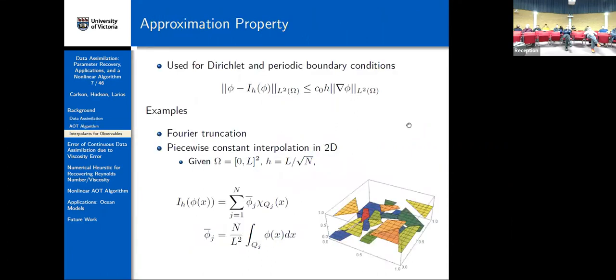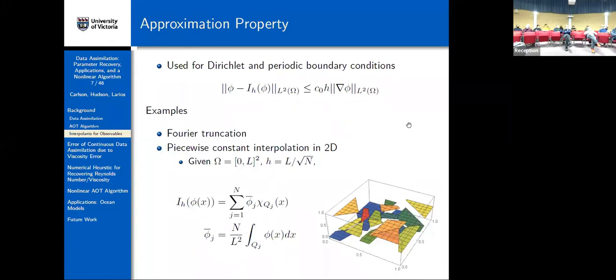So that's really neat. And what is this I_h operator that we use analytically? For our purposes, for nice Dirichlet or periodic boundary conditions with Navier-Stokes, we're going to use an I_h operator that satisfies this quasi-mean value theorem property. You can find this in general finite element approximation textbooks.